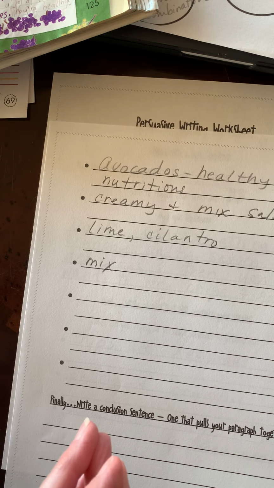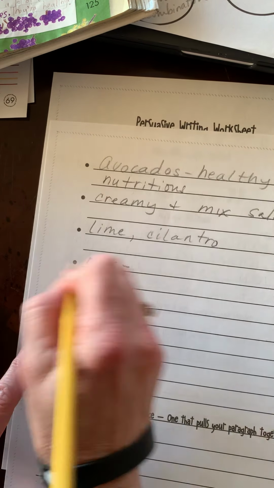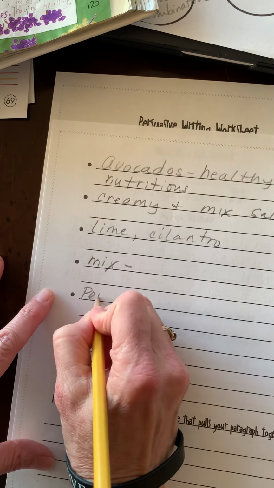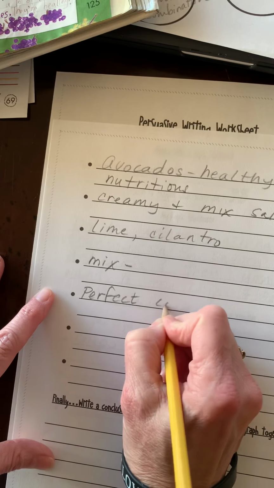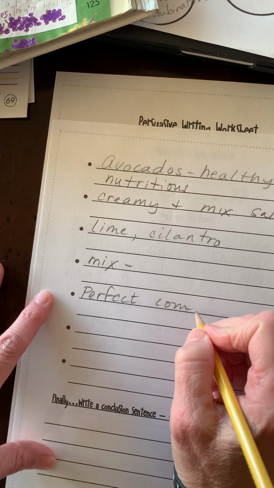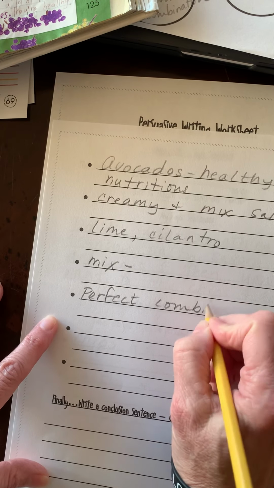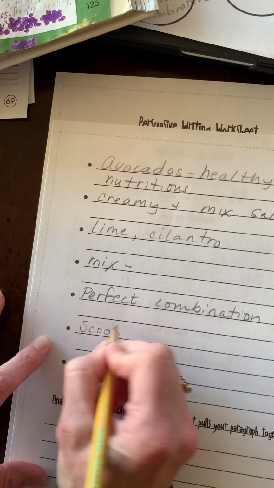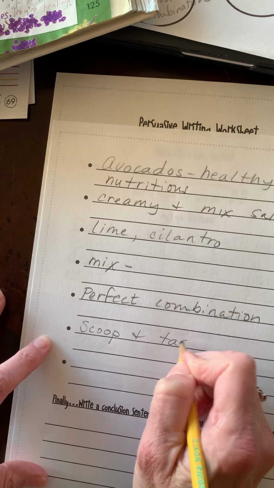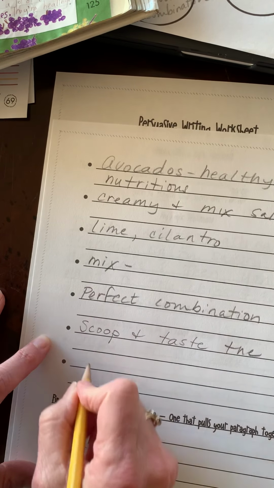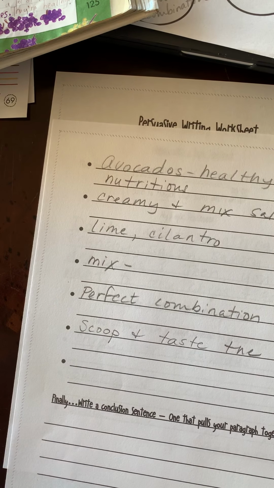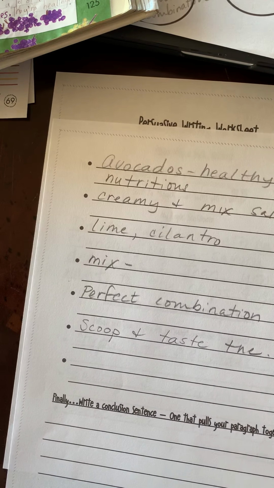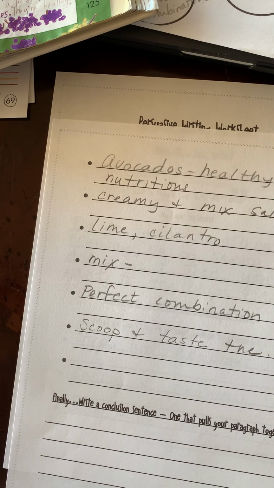What else? And then I'll just talk about maybe when I'm talking about mixing, remember how I said it's like the perfect combination of flavors, the salty, the savory, the creamy. And then I'll say something about like scooping it up, scoop and taste the best flavor ever. Scoop and taste the deliciousness. Okay, I'll say something about that it's so yummy and delicious. And so just, you don't have to again fill in all the lines, but as many as you can.